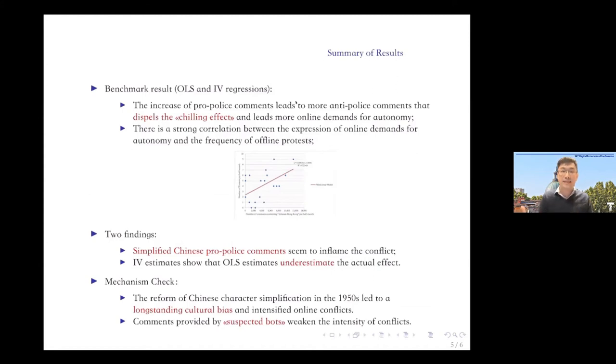So that indicates that the reform of Chinese character simplification in the 90s led to a very long-standing cultural bias, and that intensified the ideological conflict that we observe today. And the second thing is that we surprisingly find that many comments might be provided by those people who are considered suspected bots, and the existence of those comments may weaken the intensity of the conflicts.